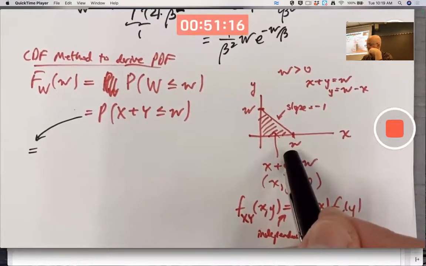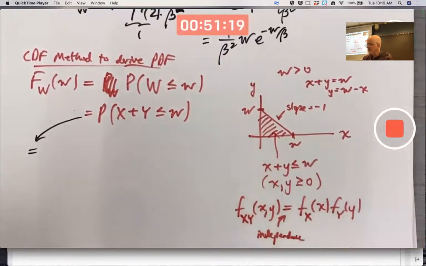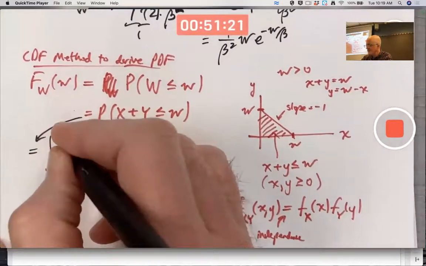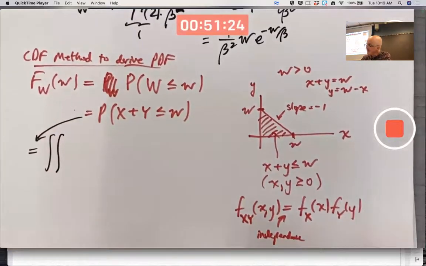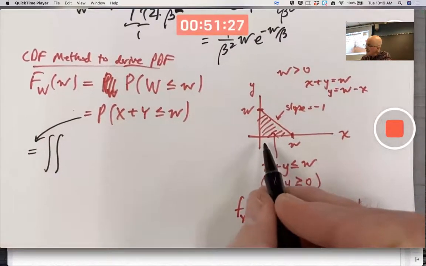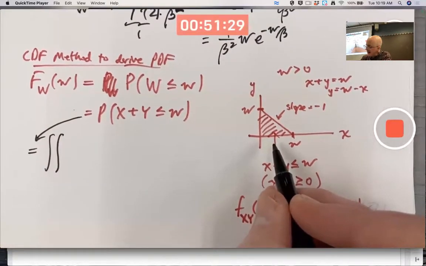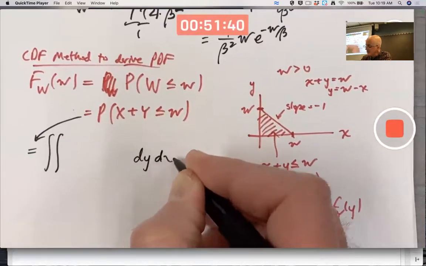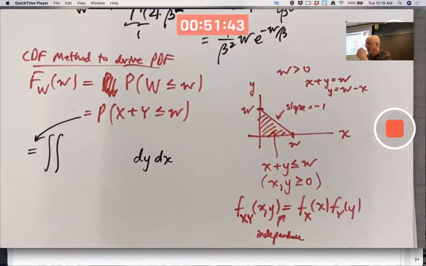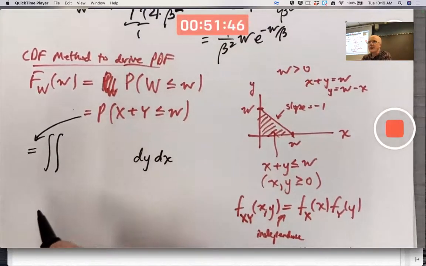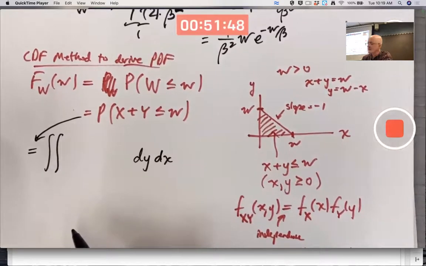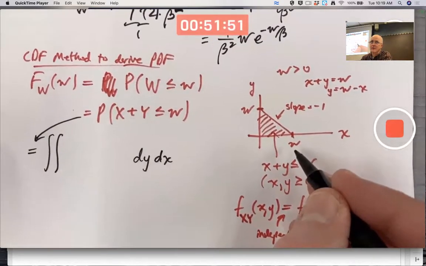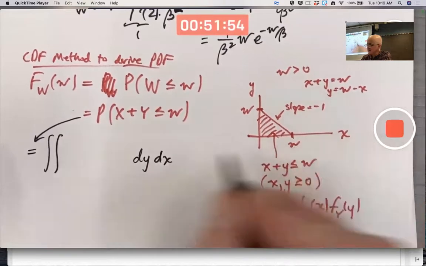W is an arbitrary positive number here. How do I integrate over such a region? It's a double integral. If, for example, I take the outer integral to be with respect to X, which is the way I usually think about it, the outer integral with respect to X, the inner integral with respect to Y. You always want your outer integral to be from one constant to another constant. W is a constant when I do this integral. X goes from 0 to W.